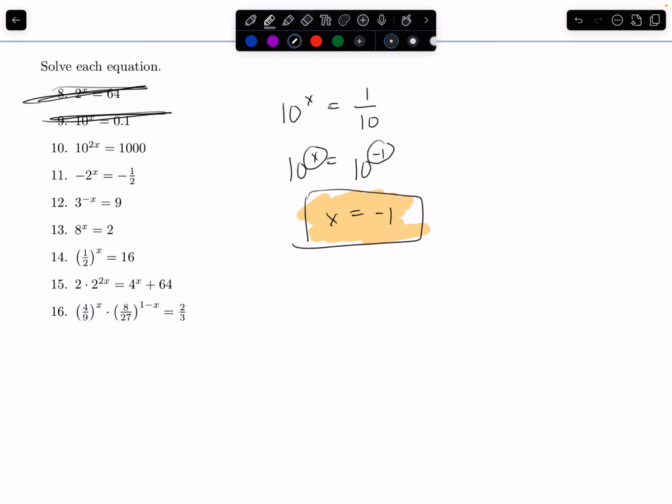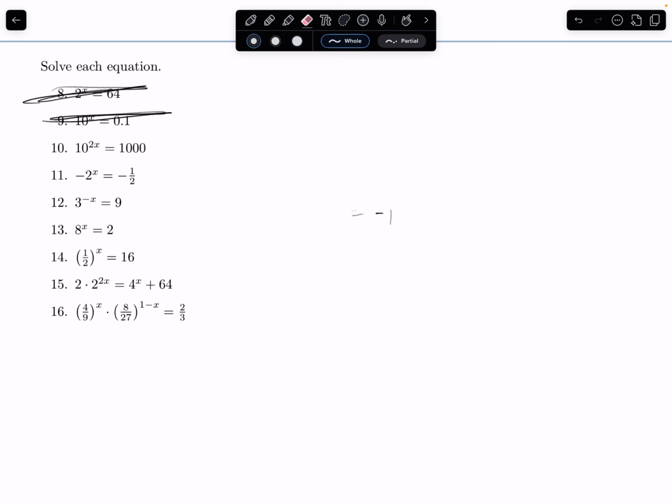So that was number 9. Easy peasy. That was number 9 just now. Okay. Going right along to number 10.